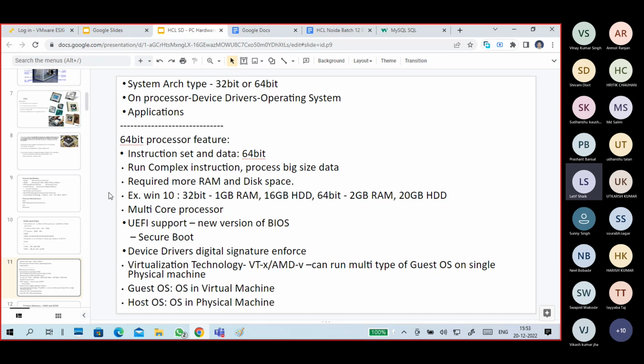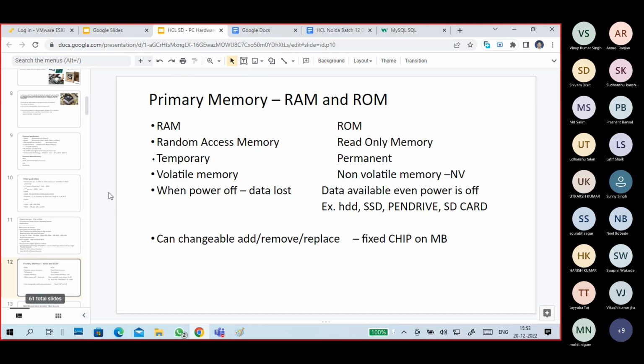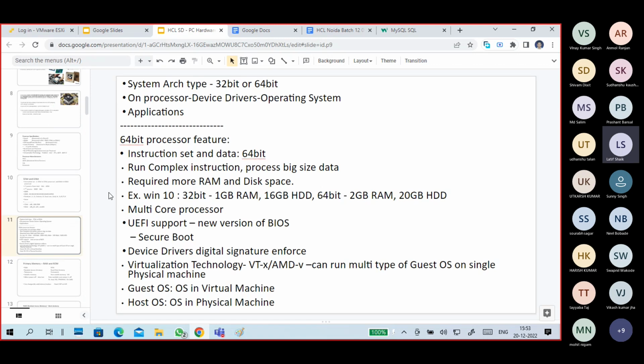Okay, so the important one is, guys, as bit size increases there are advantages, and there is a small drawback because the size of the instruction or data increases. You need more storage. Hard disk requirement, storage requirement increases, and RAM requirement also increases. This is about the basic points of CPU.